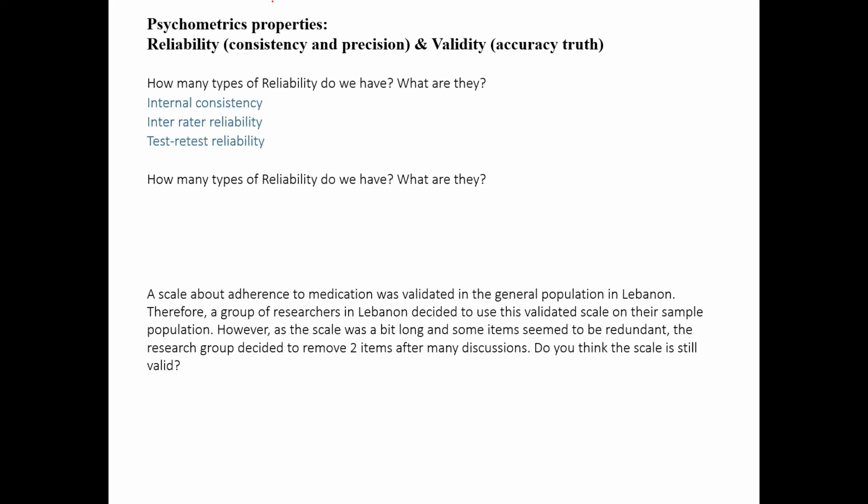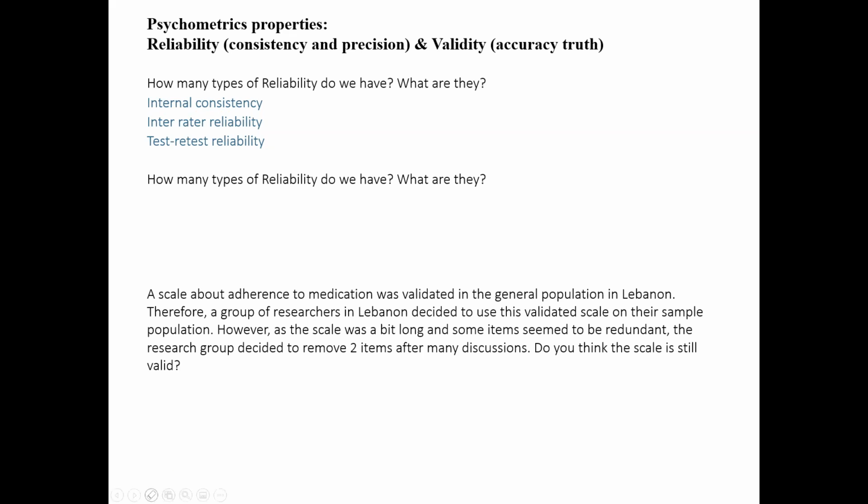Okay, so what I want to say is that we have several types of reliability: internal consistency, inter-rater reliability, and test-retest reliability. When we talk about a scale, we always talk about internal consistency. Hala, I'm going to explain what it is. You have to prove it. When you want to validate a scale, you have to show that it has a high internal consistency reliability.